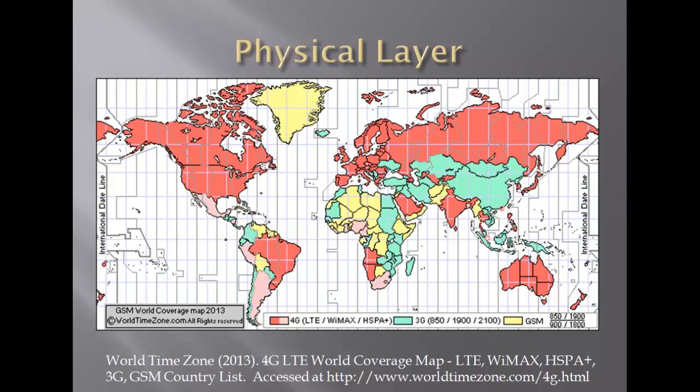Cellular access may be an option in some places. This is a map from WorldTimeZone.com showing cellular coverage by country. Although it does not show the underdeveloped areas within countries without coverage, you can see that there are differences in coverage everywhere, so any one means of connection will not serve all church leaders.